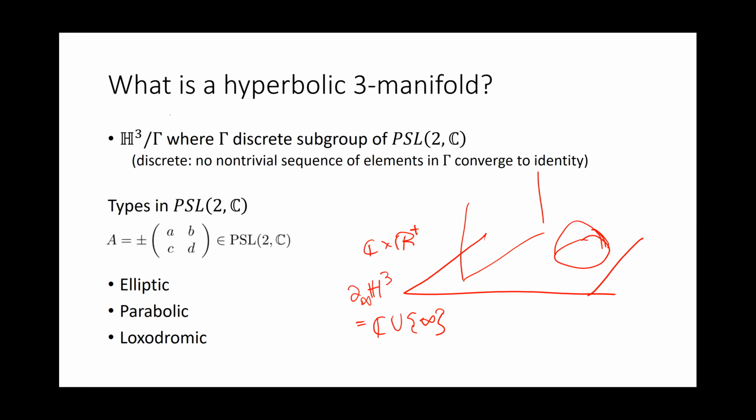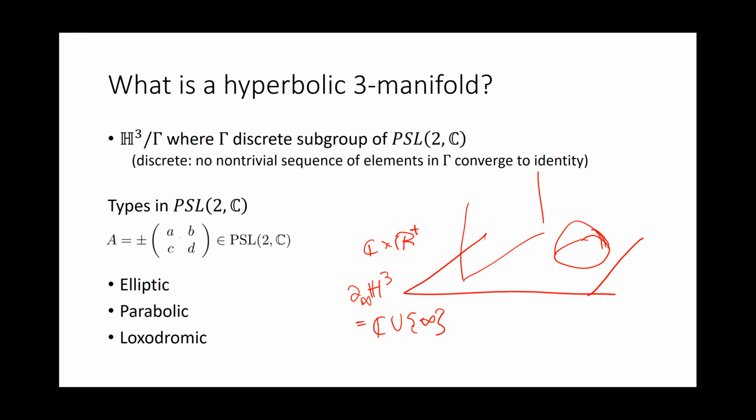And the group of covering transformations, this deck transformation group, is going to be a discrete subgroup of the group of isometries. We're sticking with orientation preserving, so this is going to be PSL2C. And these elements in PSL2C act on the boundary by standard Mobius transformations.